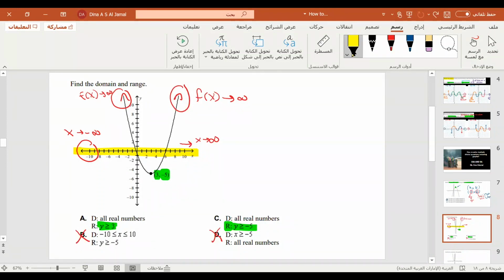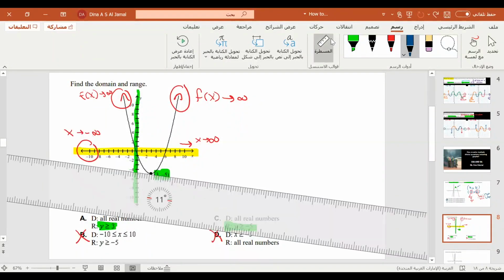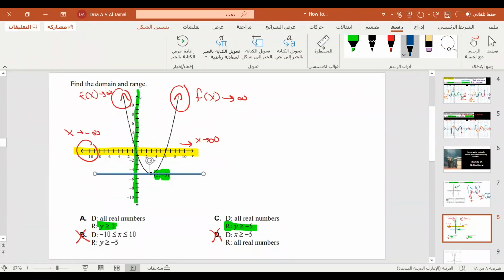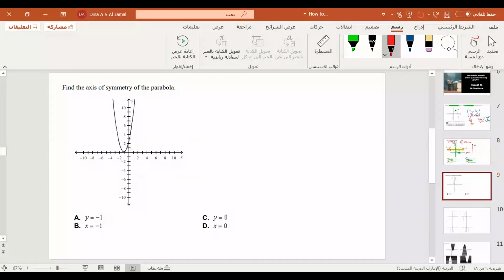But for the range, you should relate your answer to the y value. That means you should look at where your graph started and where it ended. If you put a point where the graph started, it will be exactly at this point, or down a bit at this point. So in the y, it should start from y equal to minus 5 and go up to infinity. That means A is wrong, C is right, and you need all the values of y bigger than or equal to minus 5 to describe the range. That's it. Let's go to this question.